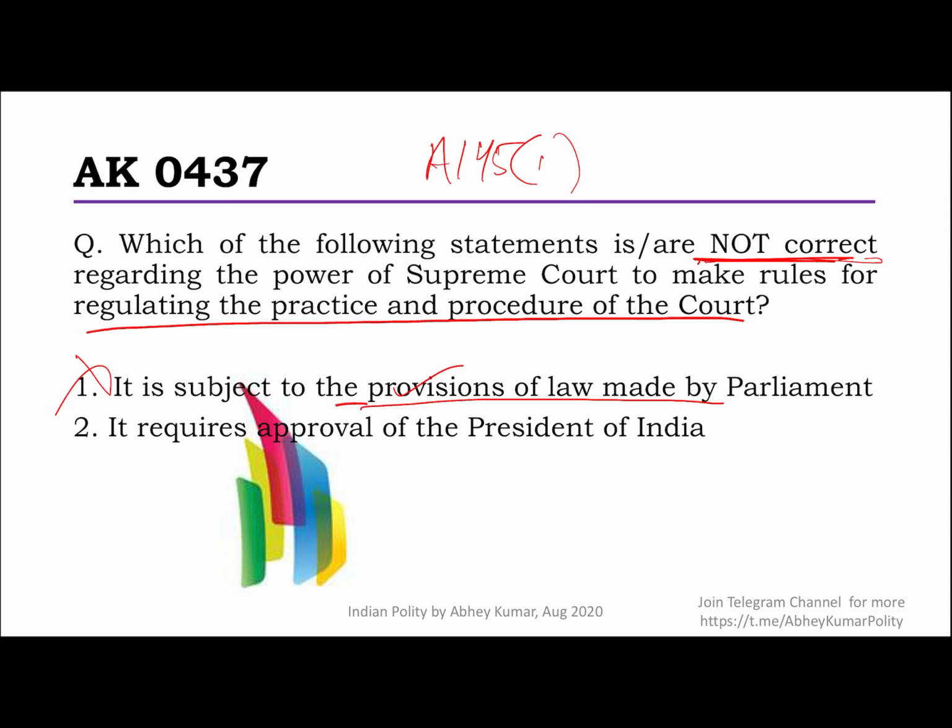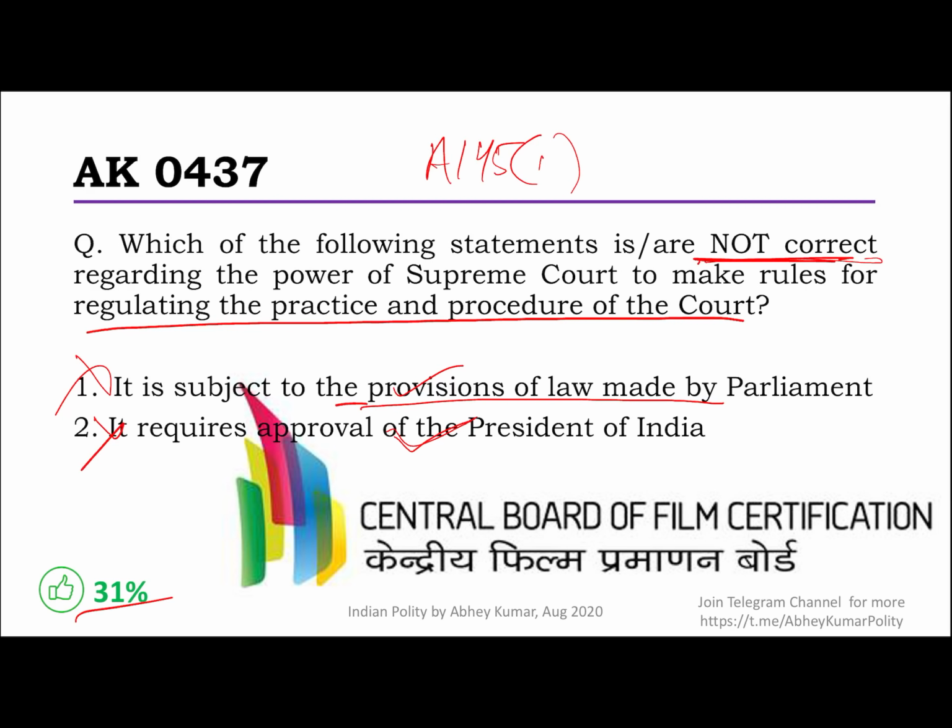Similarly, it says it requires approval of the President of India. Absolutely, it does. So it is a correct statement. It is asking which of these is not correct. This is correct, so this is also a wrong option. None of these should be the answer. Okay, well, less than 1/3.